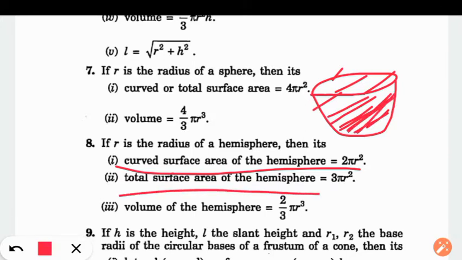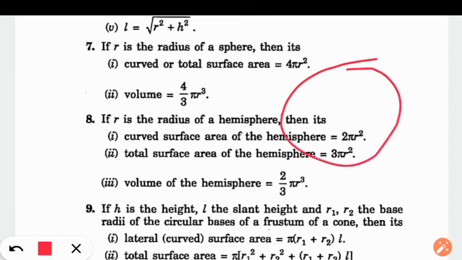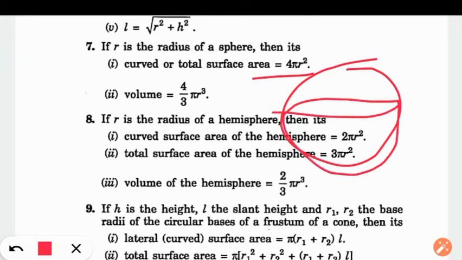And for total surface area, what will be the formula? The formula will be curved surface area plus this area, and this area is also pi r square. That is why 2 pi r square plus pi r square gives you 3 pi r square. So 3 pi r square is the formula to find total surface area of the hemisphere. For full sphere, total surface area is 4 pi r square. So for half of the sphere, which is hemisphere, the curved surface area must be half of this. That is why we have 2 pi r square.